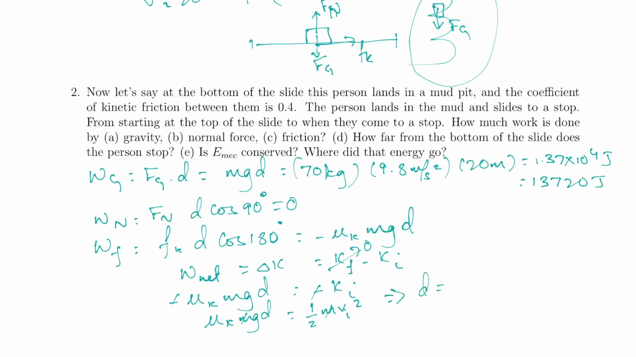So d would be v initial squared, or the other way to write that, v is v2. That's what we calculated earlier. Over 2g mu k, which you get to be 50 meters.